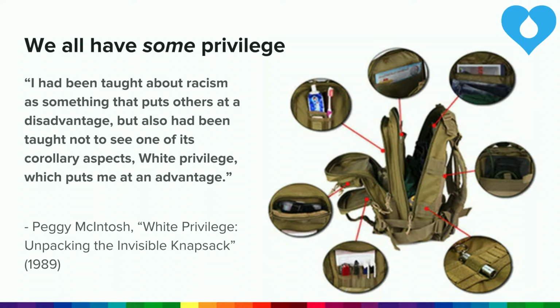A few other examples. In McIntosh's essay, she lists about 25 different things to help people understand their privilege. I'm going to read a few of those things. We picked a few as examples. So here are the things that show whether you have white privilege.